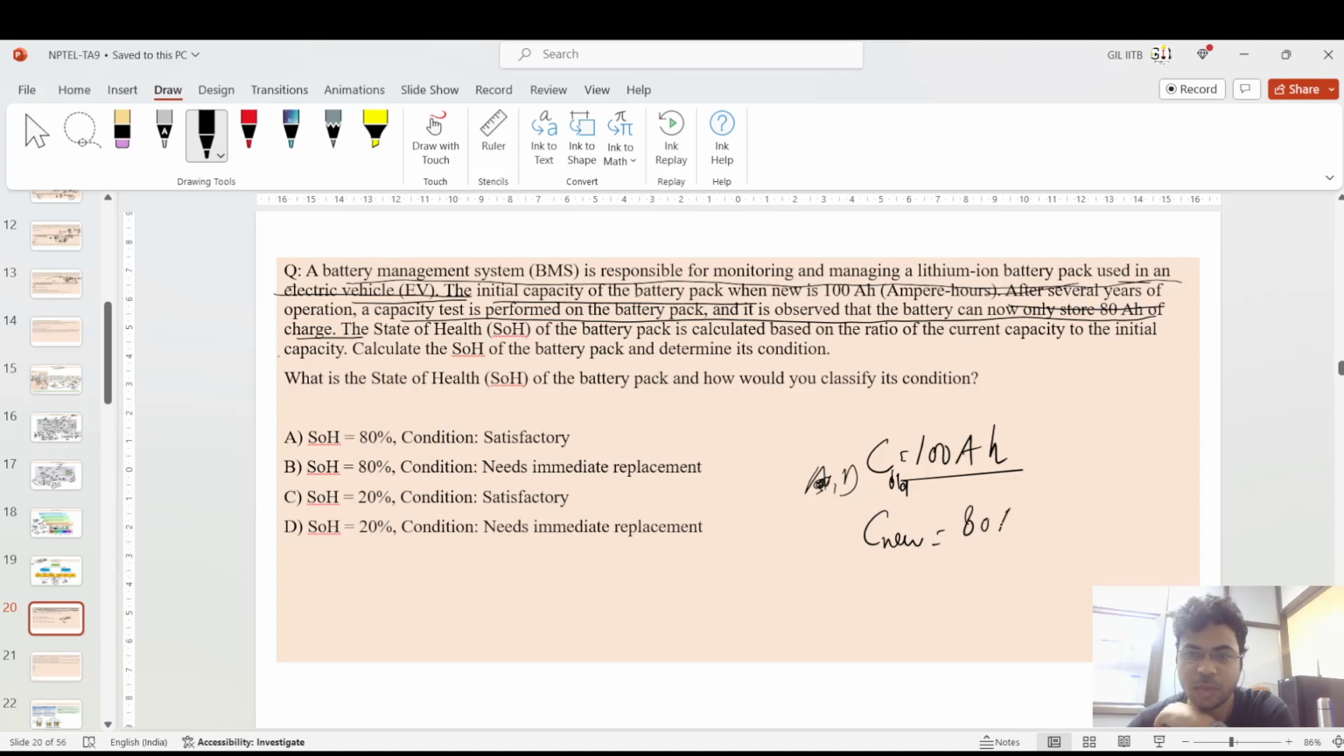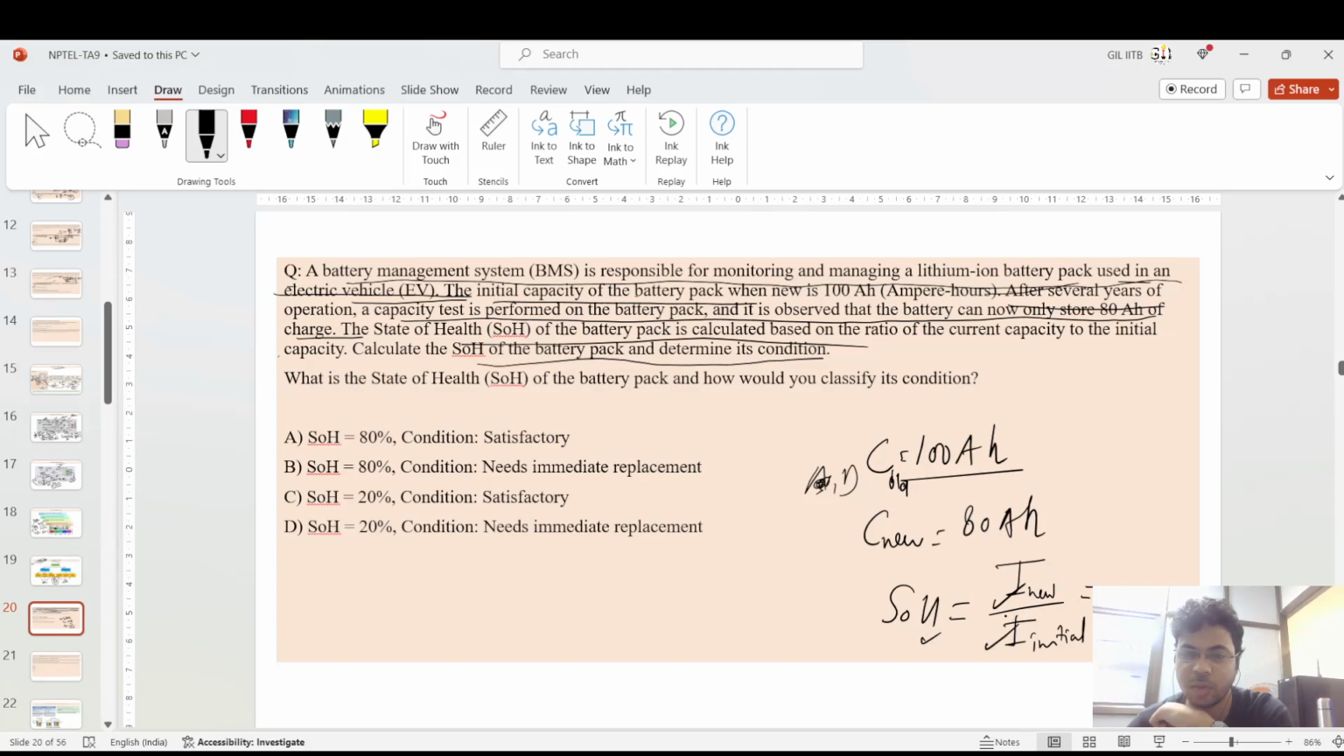Initial capacity, which is old, is equal to 100 Ah, and the new one is 80 Ah. The state of health of the battery pack is calculated. That is, the SOH is equal to the ratio of the current capacity to the initial capacity, the new capacity. So calculate the SOH of the battery pack and determine its condition.